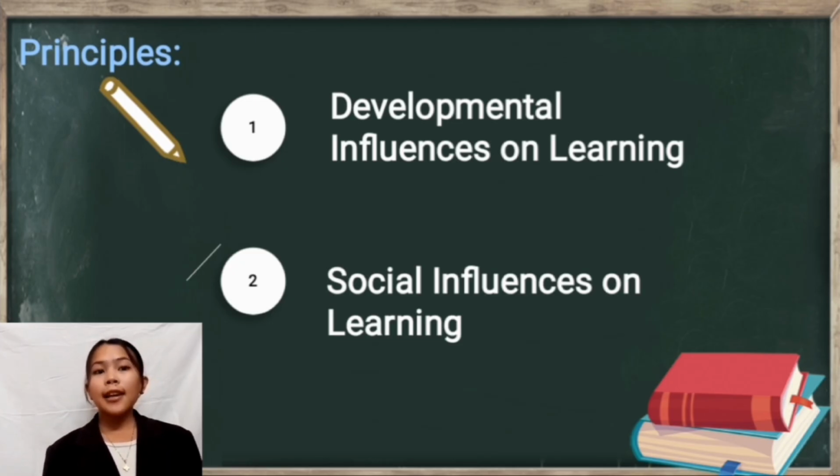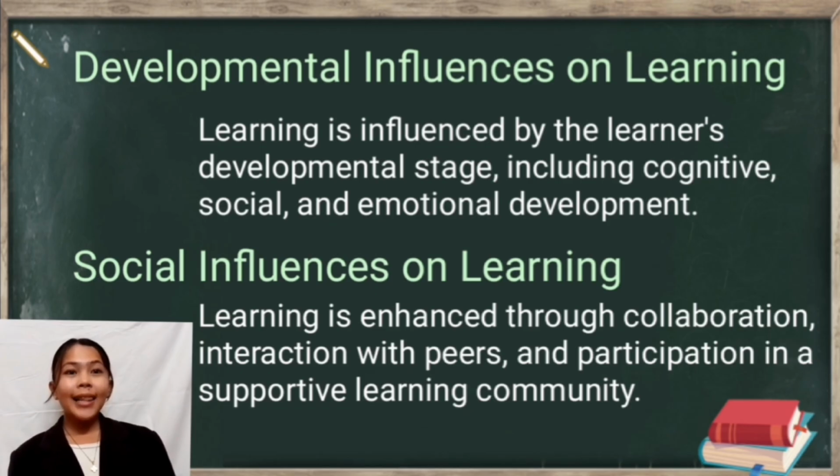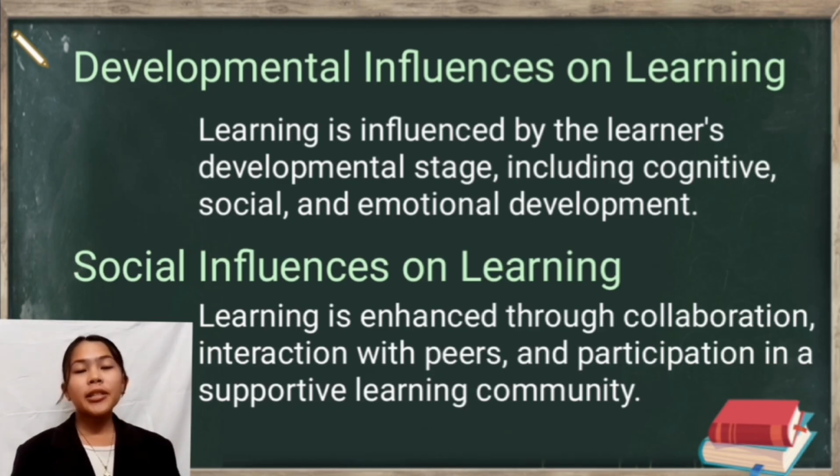So, let's first discuss the developmental influences on learning. Learning is influenced by the learner's developmental stage, including cognitive, social, and emotional development. This means that what a child can learn at the age of 5 is different from what they can learn at the age of 15. So, teachers need to be aware of these developmental differences and adjust their teaching methods accordingly.